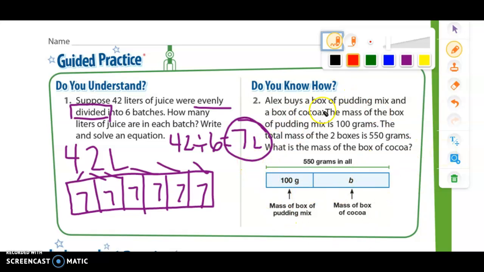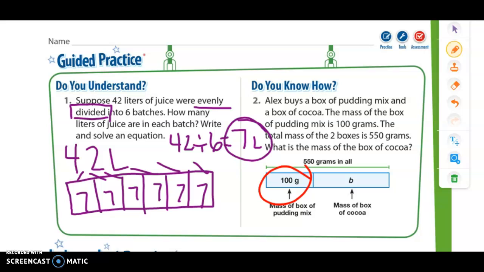So they give us this really nice bar diagram here to think about this, but they tell us some important things. The mass of the pudding is 100 grams. That's here. Then the box of something else, the cocoa, is what we don't know the mass of. We do know that in total it weighs 550 grams altogether. So what we don't know, we want to figure out right here, is how much weight is missing. So if we're looking for a missing piece, we're looking for the difference.